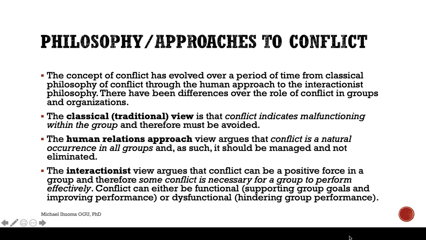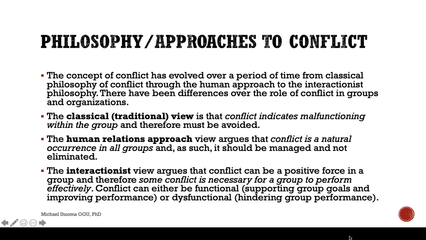The first one is the classical view, which is more traditional, and this view insists that conflict has to do with a malfunctioning within a group. So wherever you have conflict, it means that something has gone wrong. There's a malfunction. There is a problem within such a group. All right, and of course, the conflicts we're referring to here are mostly sociological conflicts, because they involve groups.